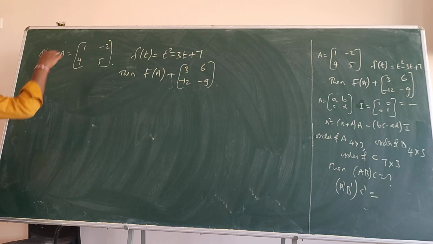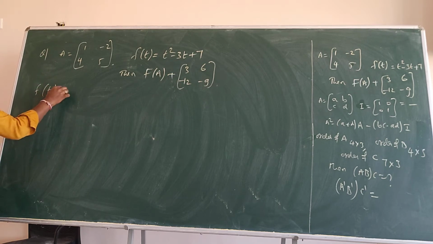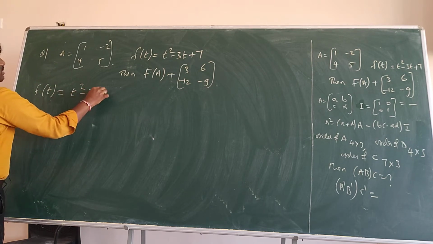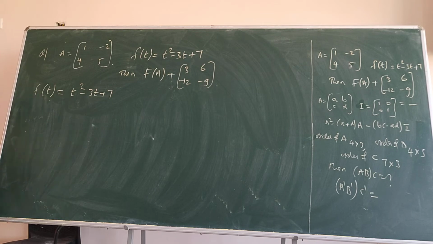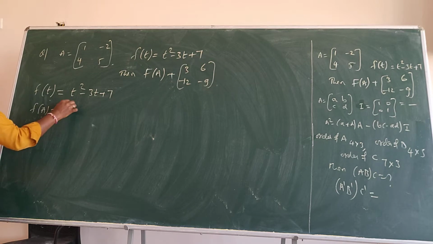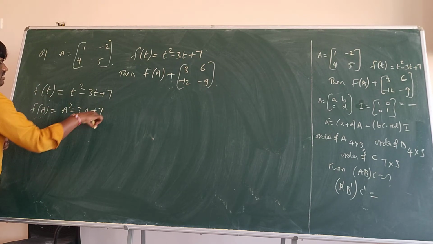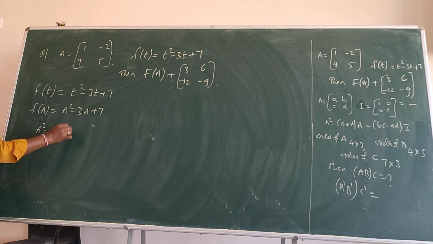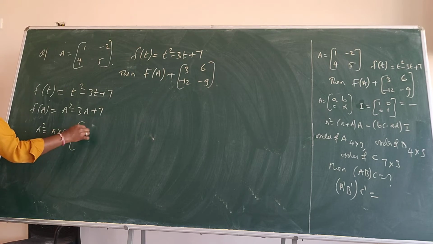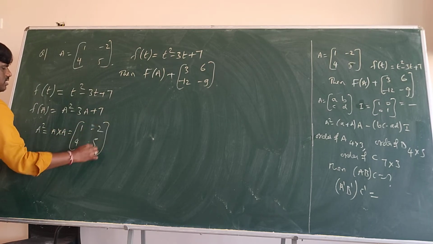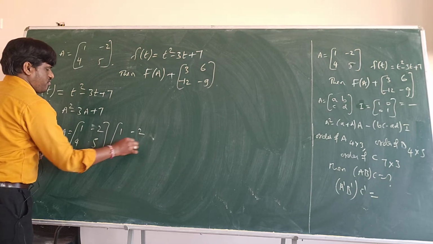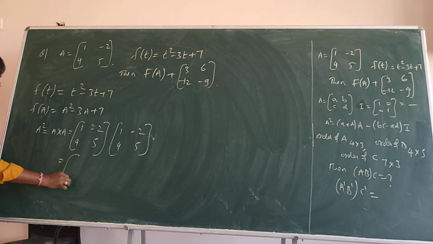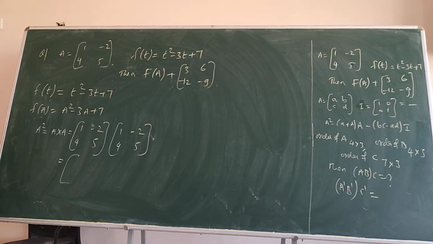So what do you do here? First take f of t. What is f of t here? T square minus 3t plus 7. F of A, what will you get here? F of A will be A square minus 3A plus 7. It means you have to find the A square value. First, A square is equal to what here? A into A. So what is A here? 1, minus 2, 4, 5 into 1, minus 2, 4, 5. Okay, we will multiply now. So if you multiply, what do you get?